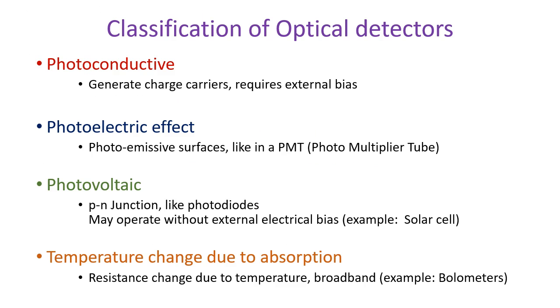The other kind of detectors are the photovoltaic ones. For example, the PN junction, like photodiodes, these are photovoltaic. They may or may not require an external bias. For example, in a solar cell, you generate without an external bias, you actually create a voltage difference when light falls on it. So these are again PN junctions appropriately operated.